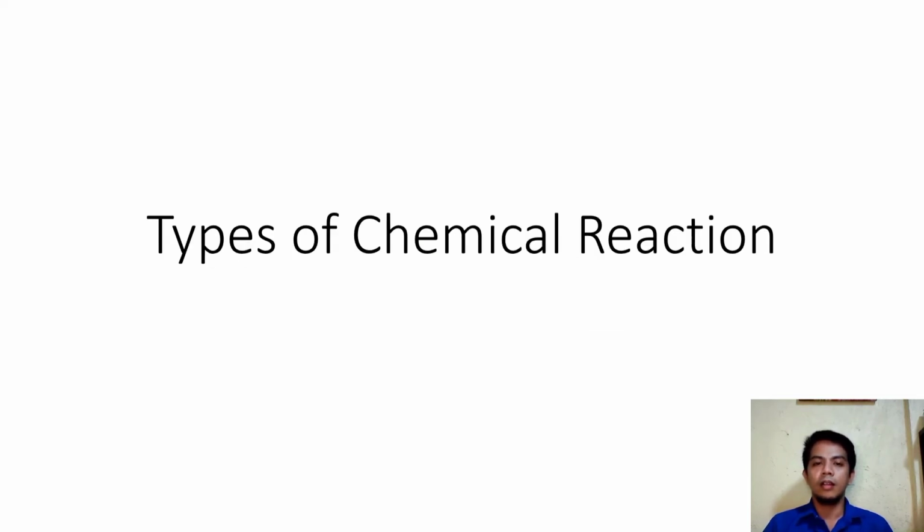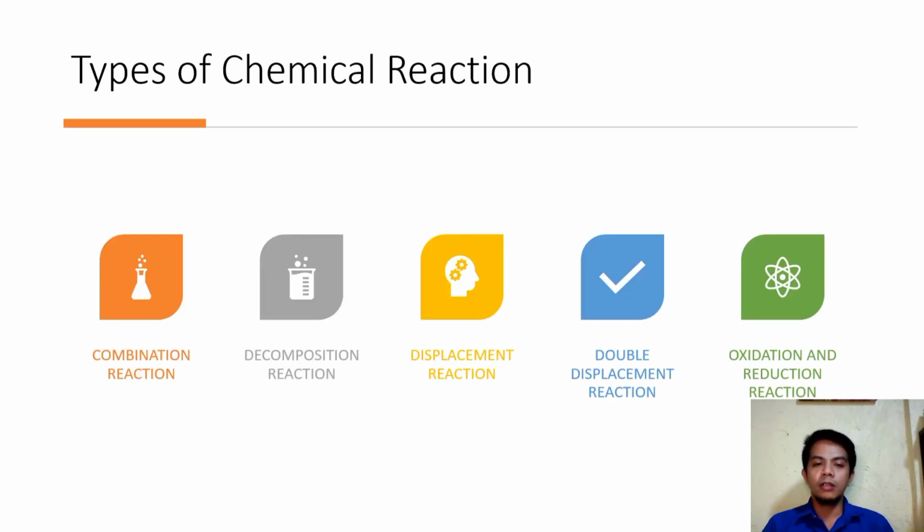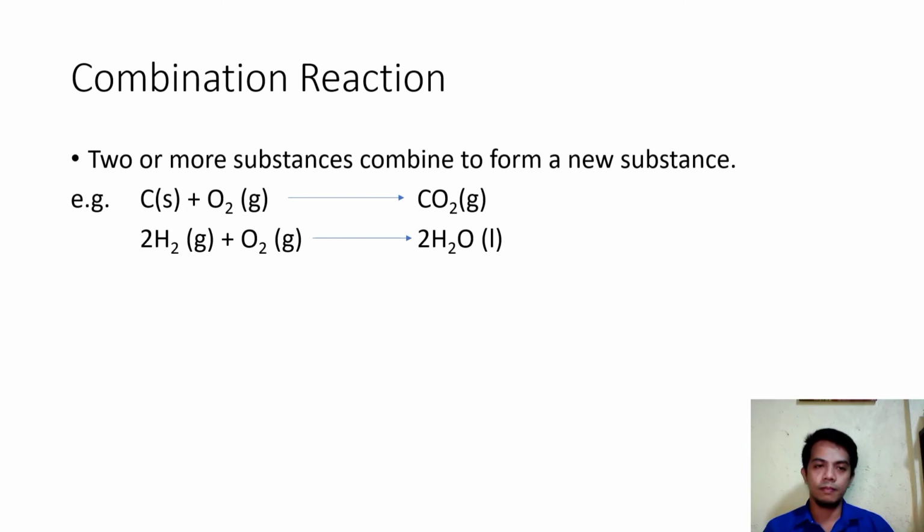Okay, then let's proceed to the types of chemical reactions. There are several types of chemical reaction: the combination reaction, decomposition reaction, displacement reaction, double displacement reaction, and the oxidation and reduction reaction or redox reaction. First is a combination reaction. In combination reaction, two or more substances combine to form a new substance.